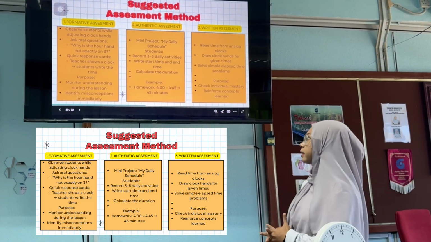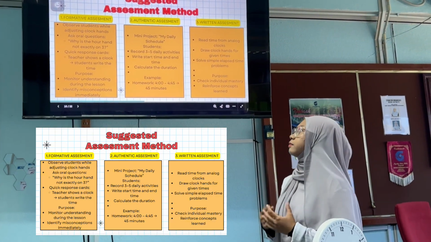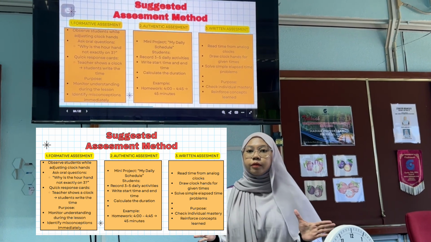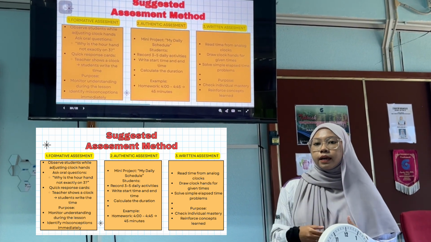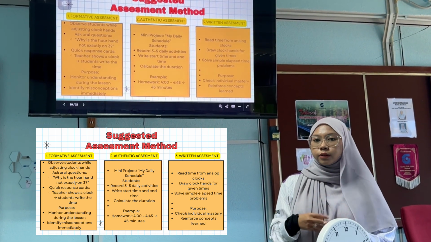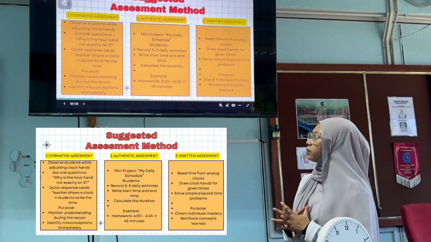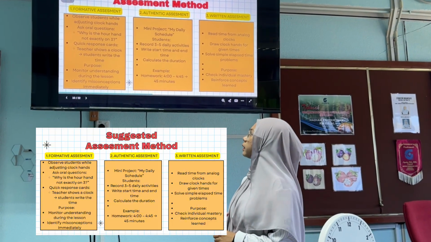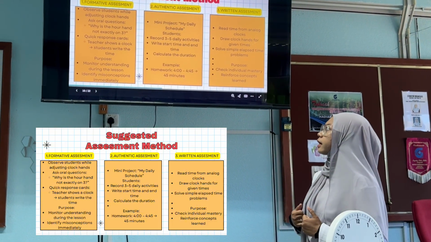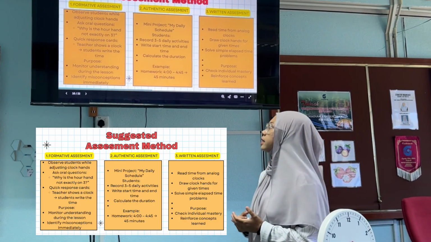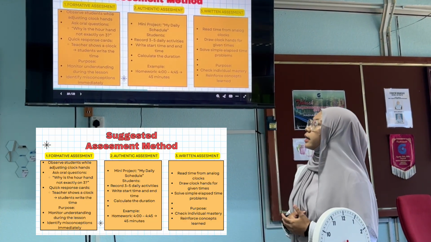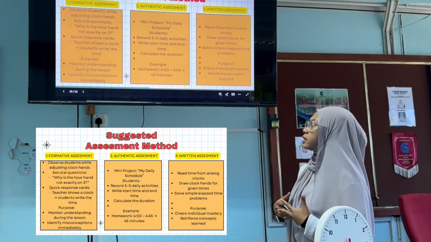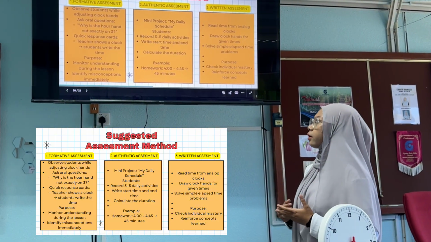A suggested assessment method that can be done by the teacher is, first of all, formative assessment. Formative assessment is an assessment that is practiced continuously during the class. An example of formative assessment is that the teachers can observe students while adjusting clock hands, and they can ask oral questions: why is the hour hand not exactly on 3?